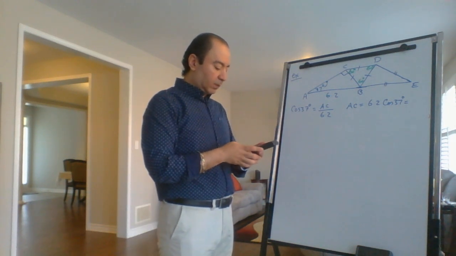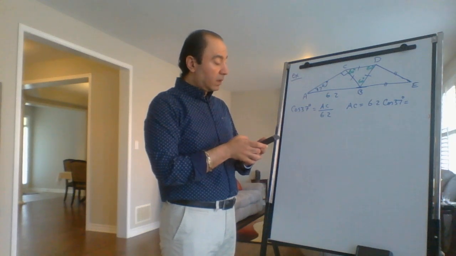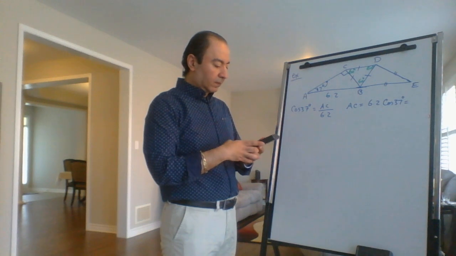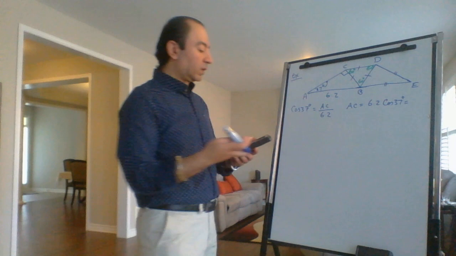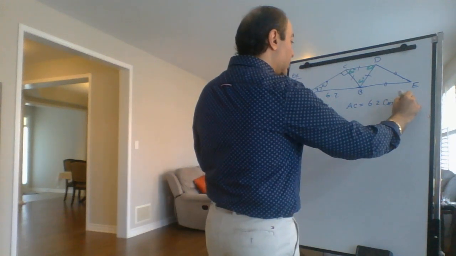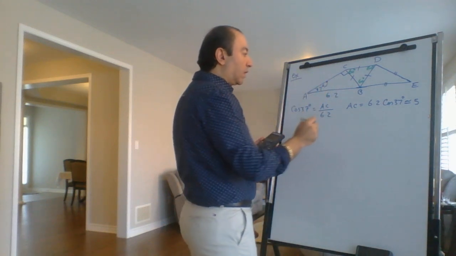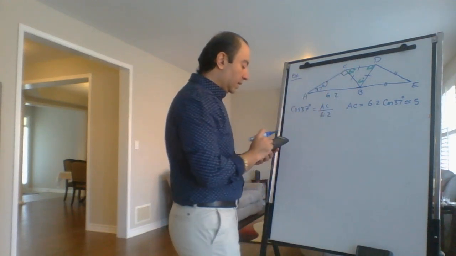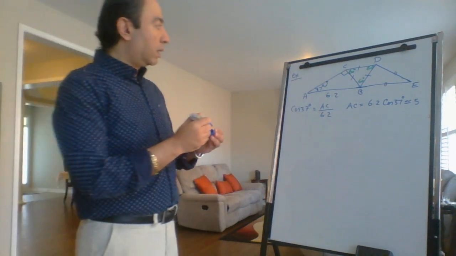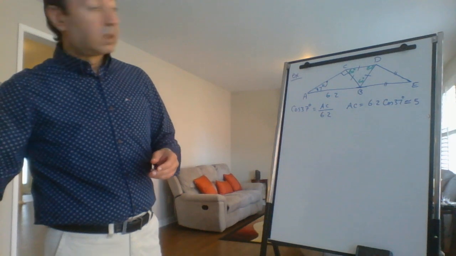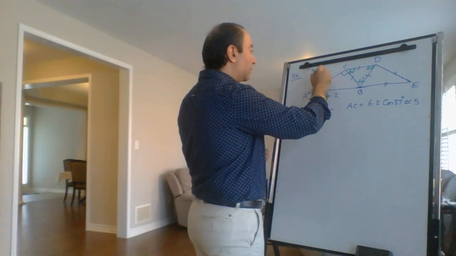So 6.2 times cosine 37. This is 4.95, so almost 5. So we now found that the length of side AC is almost 5. Now I want to find BC. So this side is 5 now.